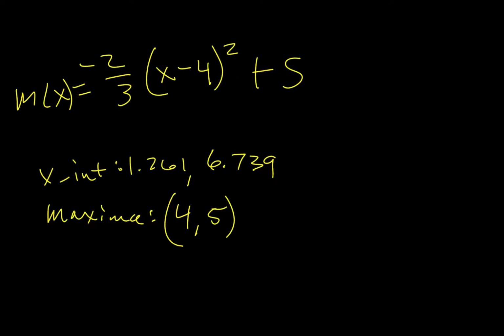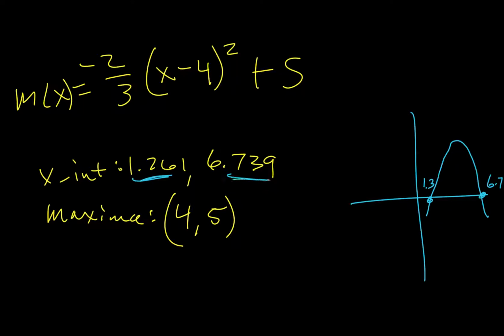Now these are going to help me sketch my graph. So I'm going like this. This is my 6.7. This is my 1.3. So those two. And then this value right here is 4, and then this y value up here would be 5. Alright, so I have my graph, I have my x and y intercepts. Now we just have to come up with a context.